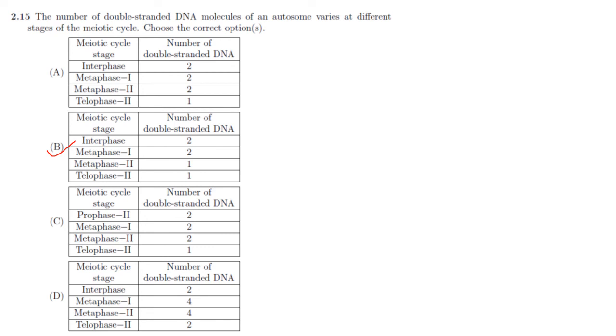Why? Because meiosis is a reduction division. The double-stranded DNA are reduced to half at the end of meiosis 1 and meiosis 2 is equational division. The number of double-stranded DNA will always be half in meiosis 2 as compared to meiosis 1. So at the interphase stage, you can see number of double-stranded DNA 2, metaphase 1 also it will be 2. But when it comes to metaphase 2, it will be 1 and telophase 2, it will be 1. So option B is correct.